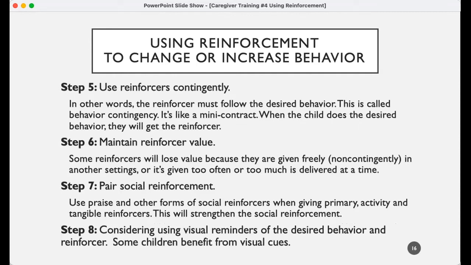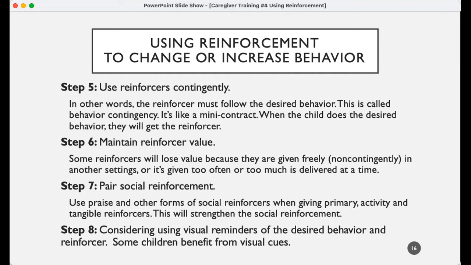Use your reinforcers contingently, meaning the reinforcer must follow a desired behavior. This is called a behavior contingency. When a child does something that's desired, they will receive the reinforcer. You also want to maintain reinforcer value. Some reinforcers lose their value if they're given too freely or non-contingently in other settings, or they're given too often or too much at a time.